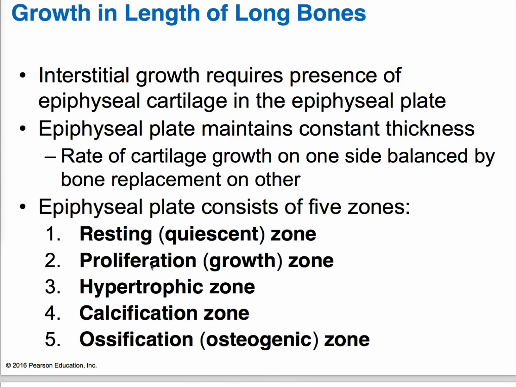So let's take a look at growth in the length of long bones. These events in longitudinal bone growth mimic a lot of what goes on in endochondral ossification. In order for interstitial growth to occur, you need the epiphyseal cartilage within the epiphyseal plate. The epiphyseal plate maintains a constant thickness, because the rate of the cartilage's growth on one side is balanced out by the bone replacement on the other side. As we go through these steps, you'll understand how this occurs. There are 5 zones within this epiphyseal plate: the resting zone, proliferation zone, hypertrophic zone, calcification zone, and the ossification zone.